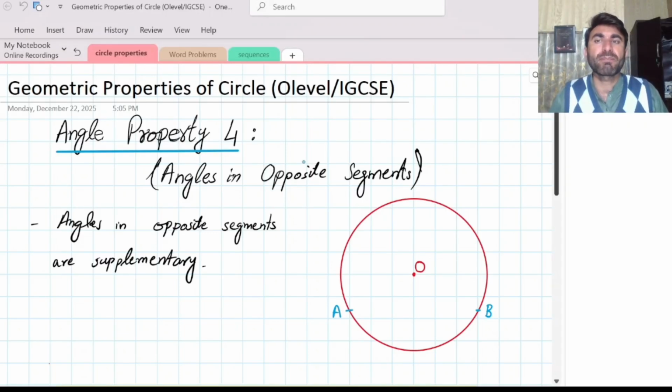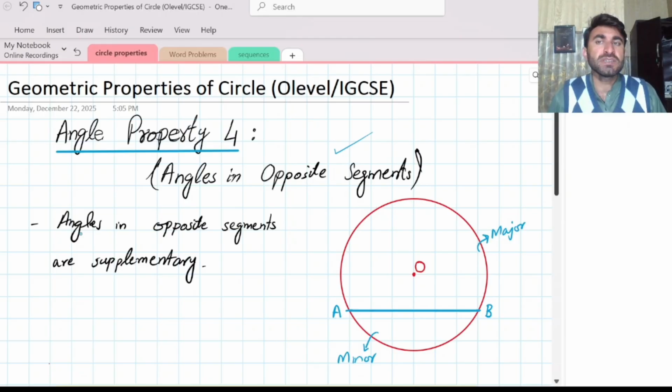Hello and welcome back. So in this video we are going to discuss the fourth angle property, and it is about angles in the opposite segments. First of all, here we have a circle with center at point O, and I have taken 2 points A and B on the circumference. So when I join it, AB is a chord and it is dividing this given circle into two segments. One is the minor segment and the segment opposite to it is the major segment. So these are two opposite segments.